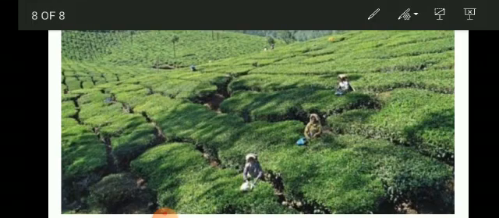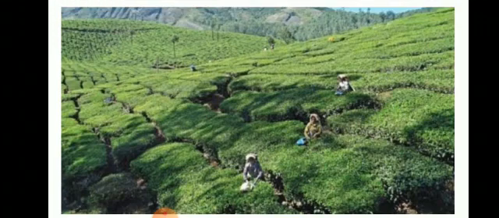Today we have learned about terrestrial plants that grow in deserts, coastal regions and hilly regions. I hope that everyone understood the topic.